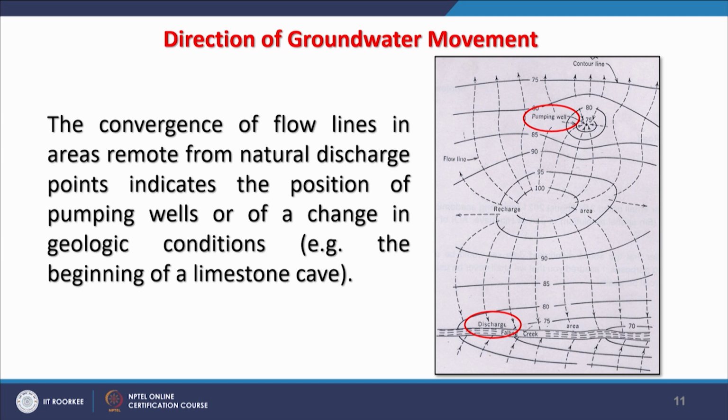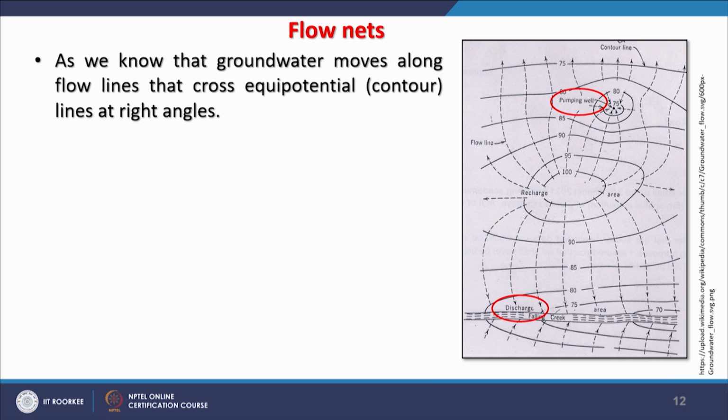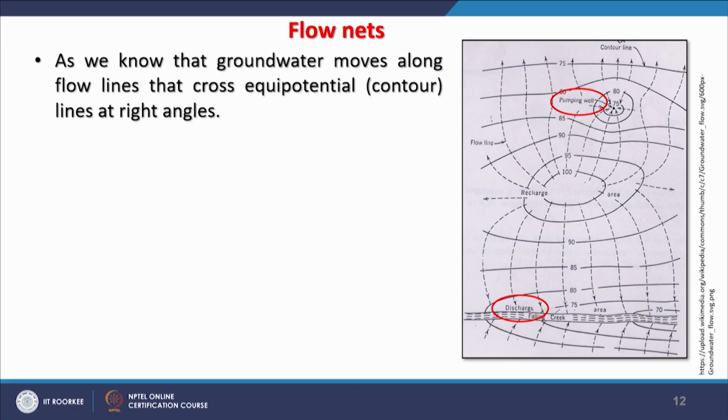For example, the beginning of a limestone cave. So it is not necessary that these convergences are always because of a pumping well. There might be special geological circumstances or setups, like a limestone cave, that can also have a similar kind of contours. In karst topography, estimating groundwater occurrence, how much water is available, and the well yield for a karst area or limestone terrain is always challenging and difficult. Anyway, we will be discussing that aspect further.